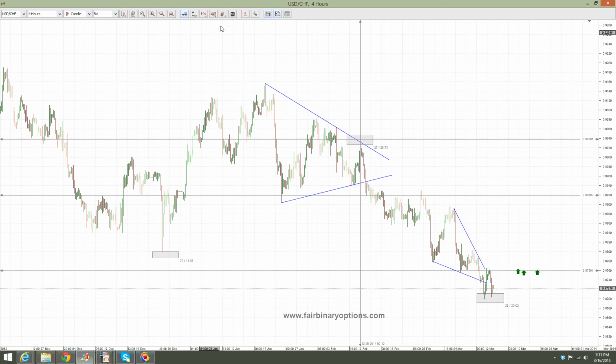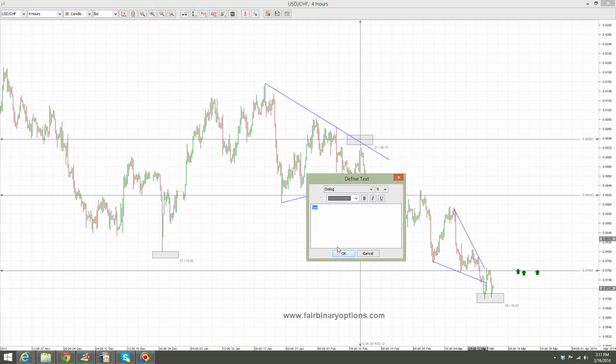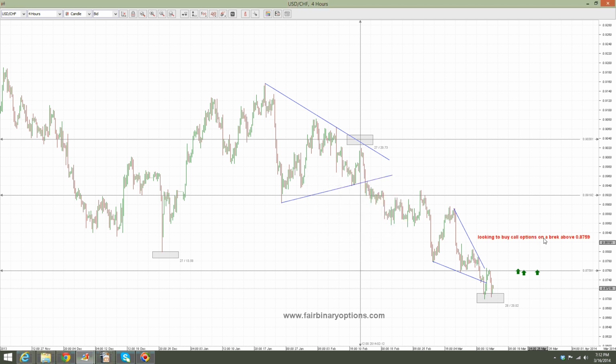Let's write it here on the screen. That we are looking to buy call options on a break above 87.59. As this would be the most logical thing that price will do next week.